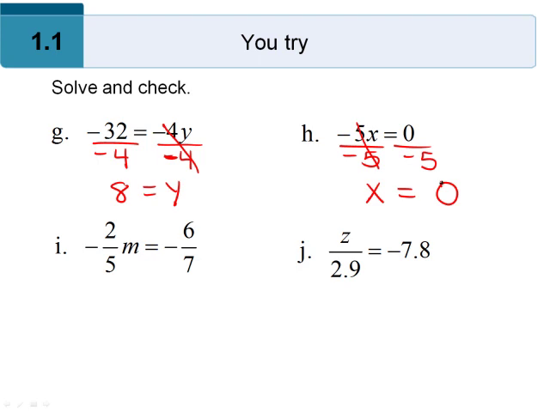Okay, I and J, this is where we need to look at using some reciprocals, especially on I. We want to get rid of the -2/5. So when you have a fraction right beside the variable, what you have to do is multiply both sides by the reciprocal. You're going to flip it. So the -2/5, that's what we're going to flip. We're going to multiply -5 over 2 times -2/5 m. And then do the same thing on the other side: -5 over 2 times -6 over 7.